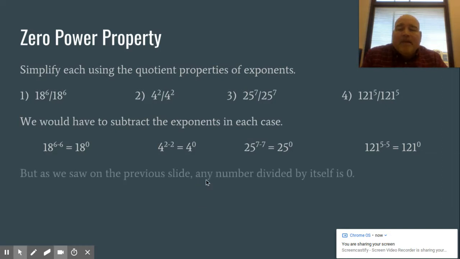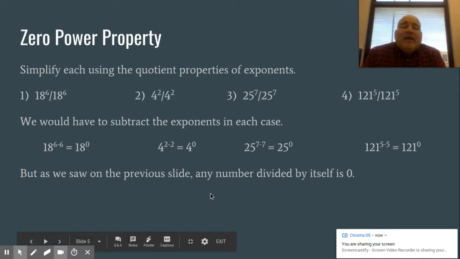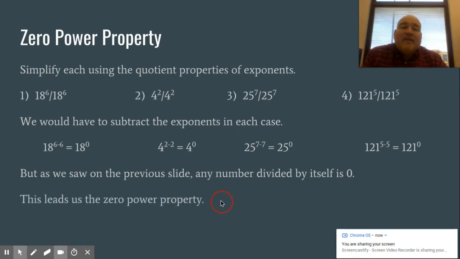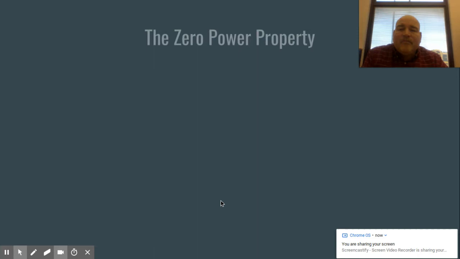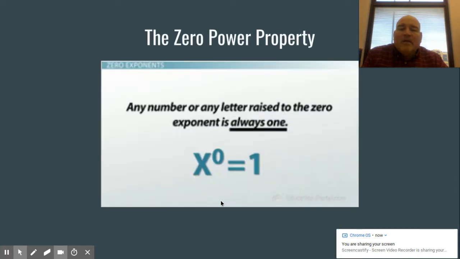But, as we learned on the last slide, any number divided by itself is 1. That should say 1 there, not 0. That leads us to the zero power property, and it's simply this. Any number or any letter raised to the zero exponent is always 1.